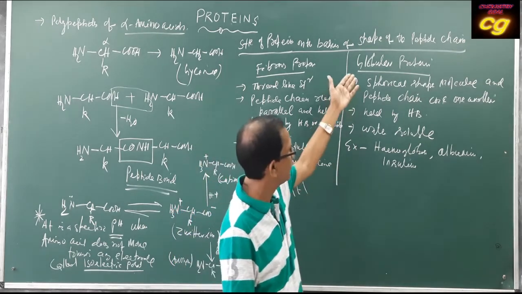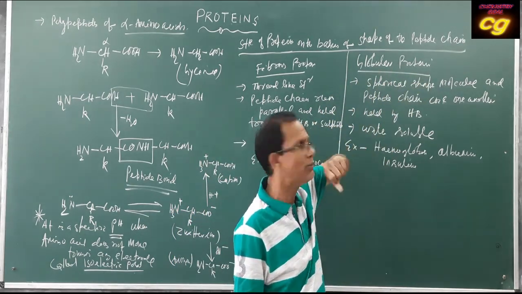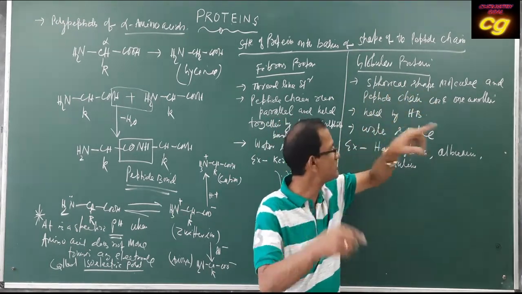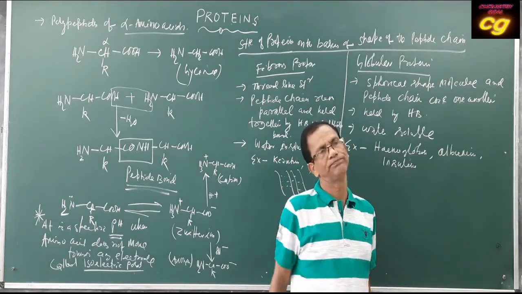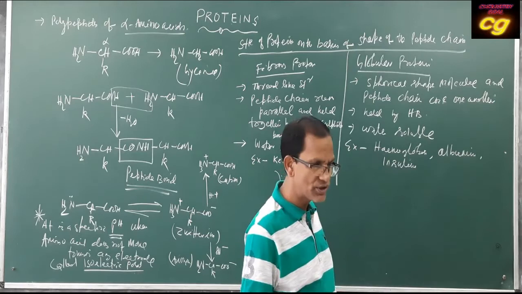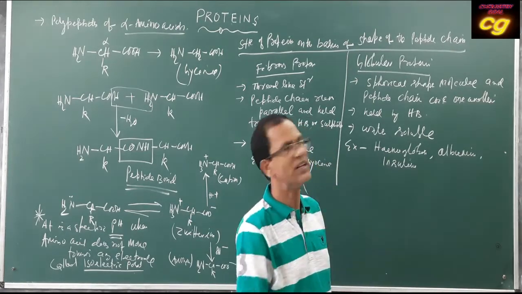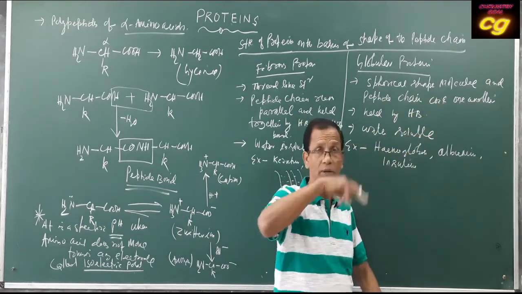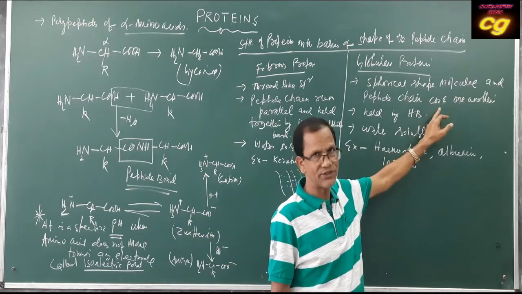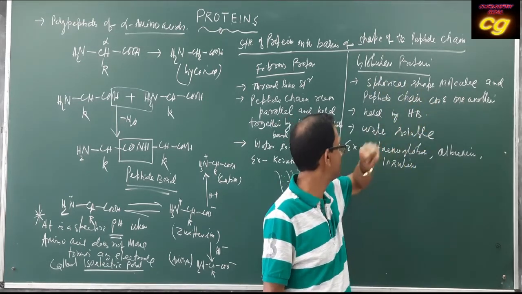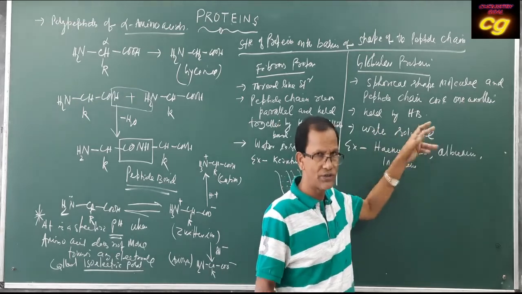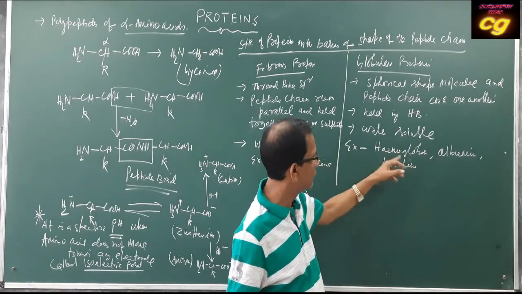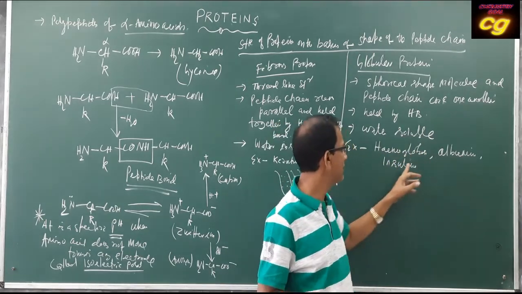And globular protein is a special type of protein, in which the peptide chains attain a spherical, round shape, like the blood cells you see under a microscope. The peptide chains coil one another, forming a coil with an elastic nature, held together by hydrogen bonding. It is water soluble. Examples are hemoglobin, albumin, and insulin.